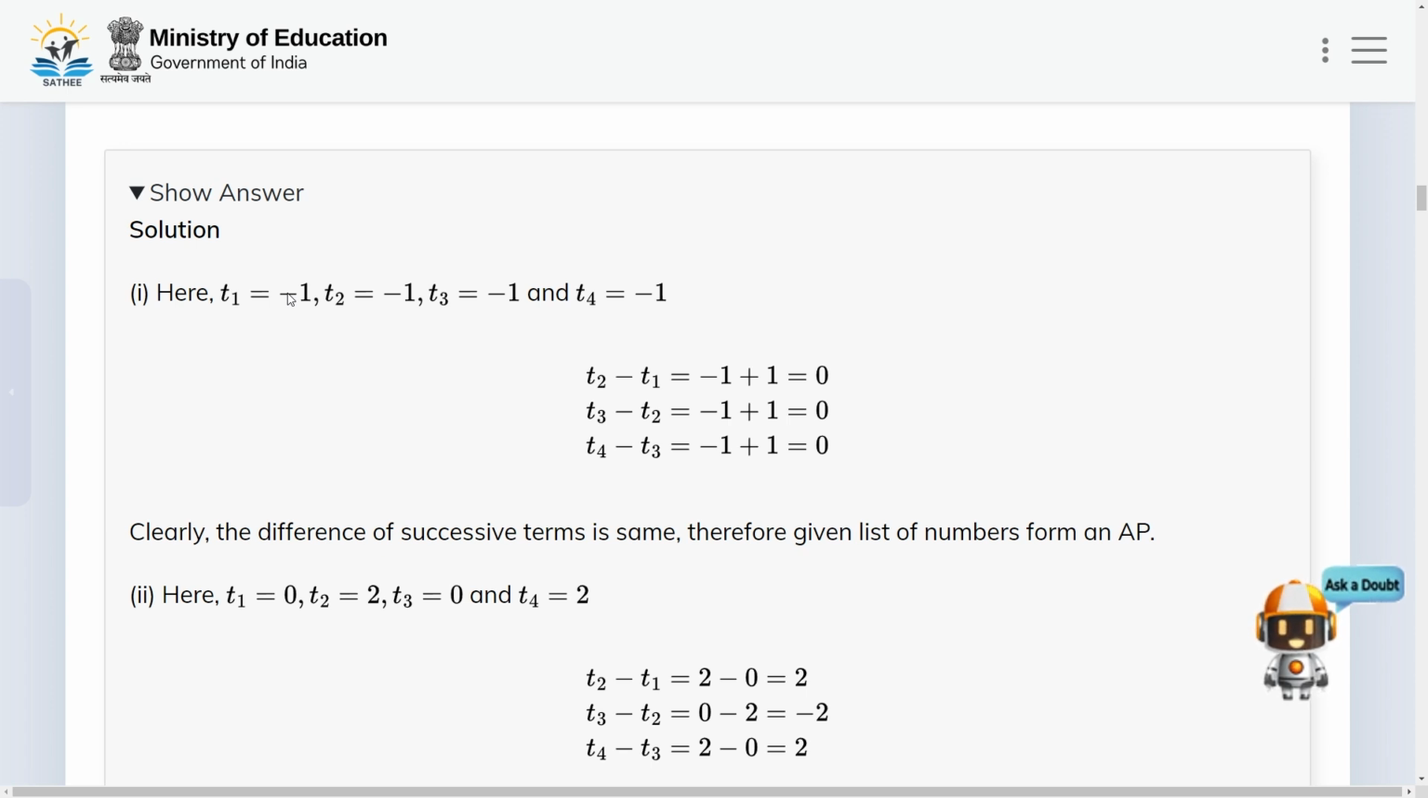So here the difference of successive terms is the same. If you take the (k plus 1)th term and the kth term, then the difference T(k+1) minus Tk will also give 0. Clearly the difference of successive terms is the same, therefore the given list of numbers forms an AP.